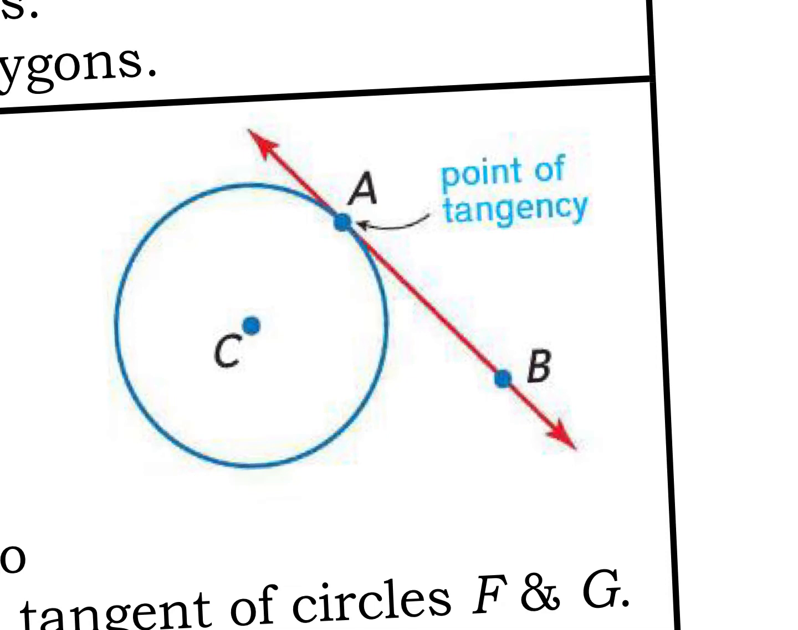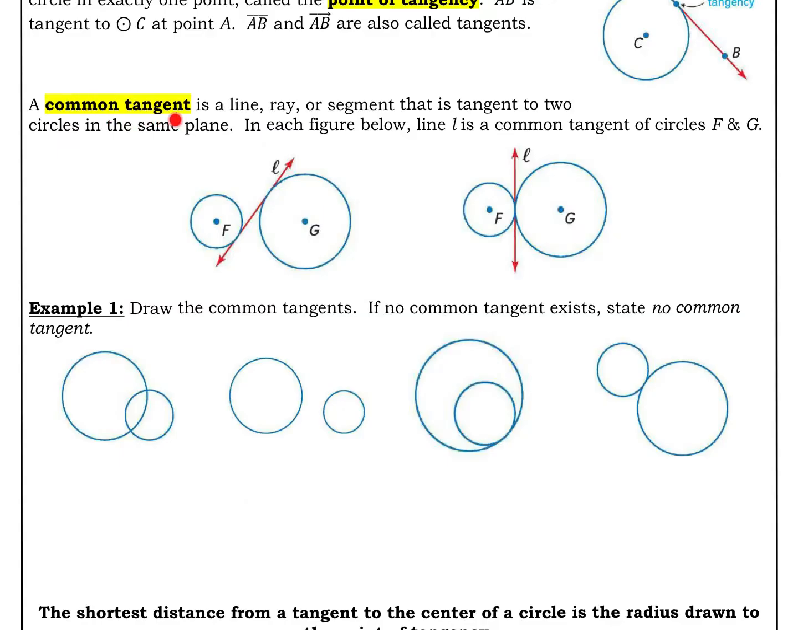one point. A common tangent is a line, ray, or segment that is tangent to two circles in the same plane. In each figure below, line L is a common tangent of circles F and G. So here you see it's in a way joining the two circles. There's one point of tangency for each circle. And then here you have two circles that look like they're touching each other, and line L goes right in between them.